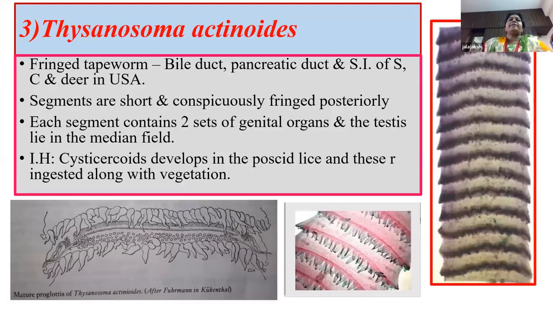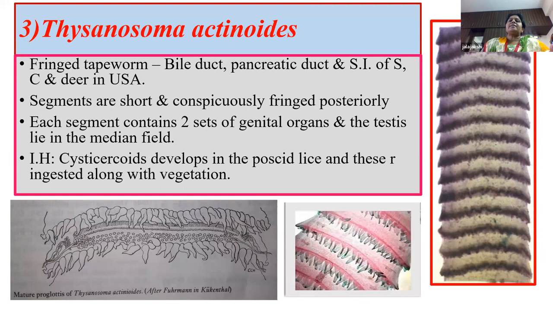And Thysanosoma actinioides is the third tapeworm, and it is commonly called the fringed tapeworm of ruminants. It occurs in the bile ducts, pancreatic ducts, and small intestine of sheep and causes damage. The segments are short and conspicuous, fringed posteriorly as shown in the second figure. So they are fringed. And it is another double pore tapeworm of ruminants besides Moniezia. As each segment contains two sets of reproductive organs, it is called a double pore tapeworm.